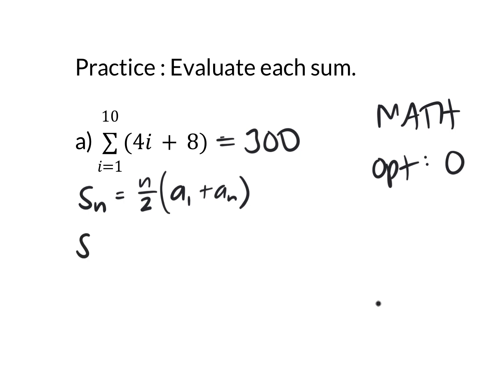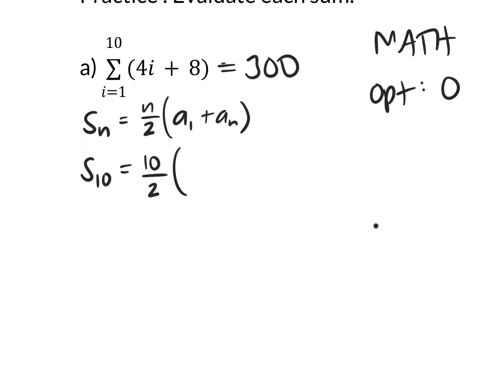So S sub 10 is equal to 10 divided by 2 times, now what is a sub 1? I'm not given it, but could I find it? Yeah. So a sub 1, all you would do is plug in 1 where you see i, right? So I've got 4 times 1 plus 8 is equal to 12. So I get 12 up here for my a sub 1.